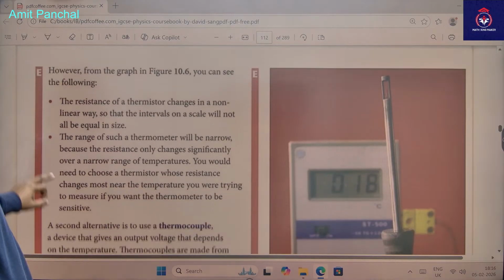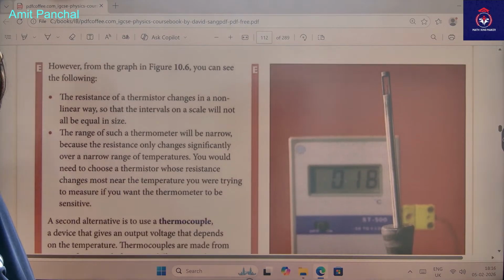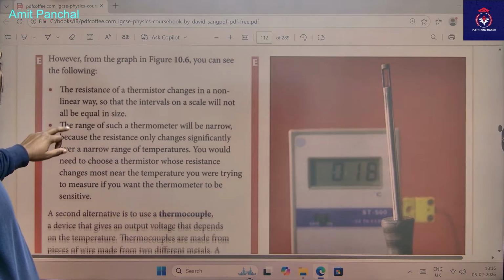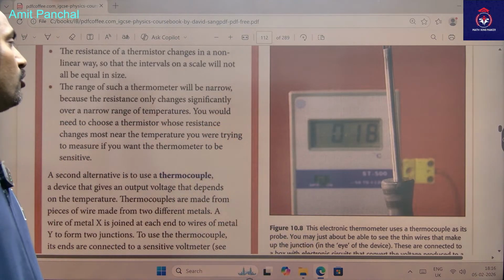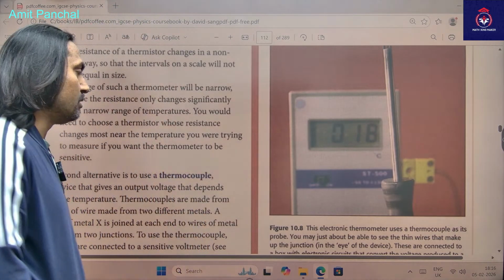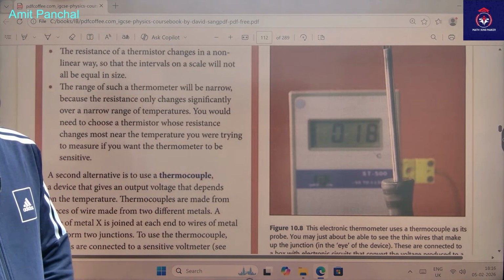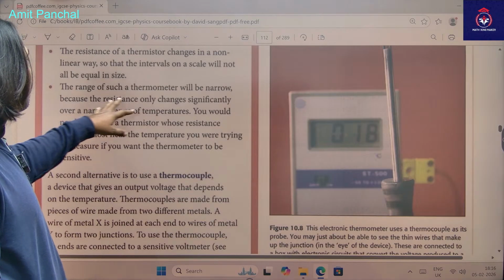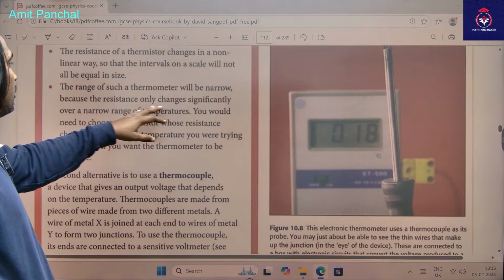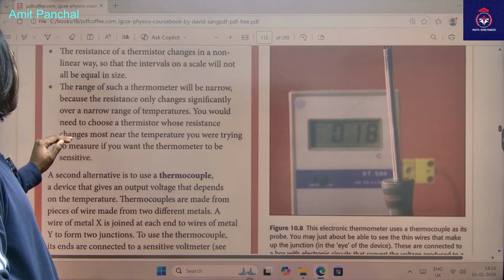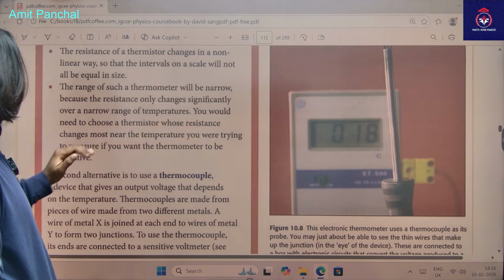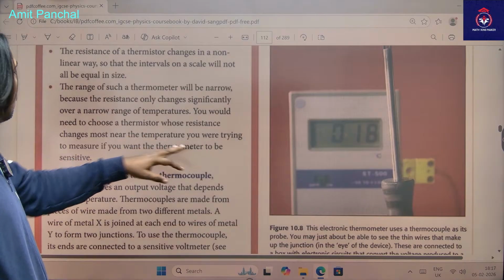The resistance of a thermistor changes in a non-linear way, so the intervals on a scale will not all be equal in size. So the range of such a thermometer will be narrow, because we want a linear graph. If it is not a linear graph, then we can't calculate the value of temperature. The resistance only changes significantly over a narrow range of temperatures. You would need to choose a thermistor whose resistance changes most near the temperature you are trying to measure if you want the thermistor to be sensitive.